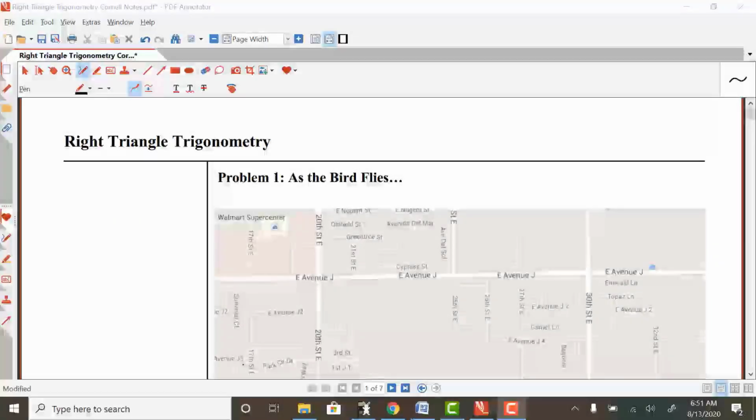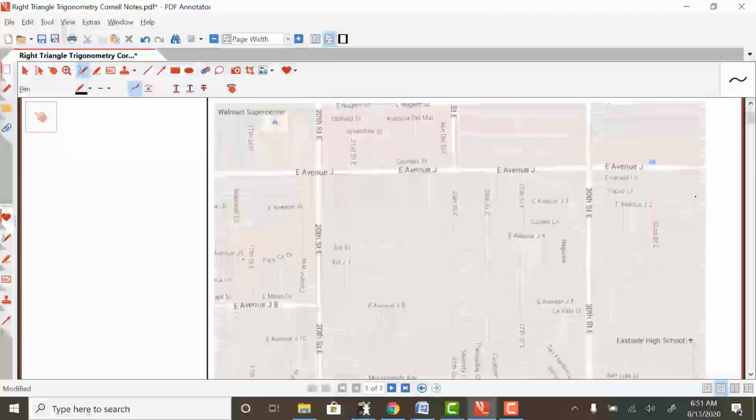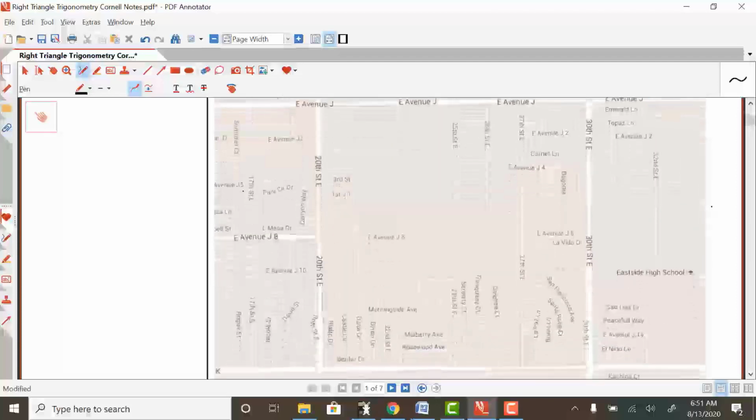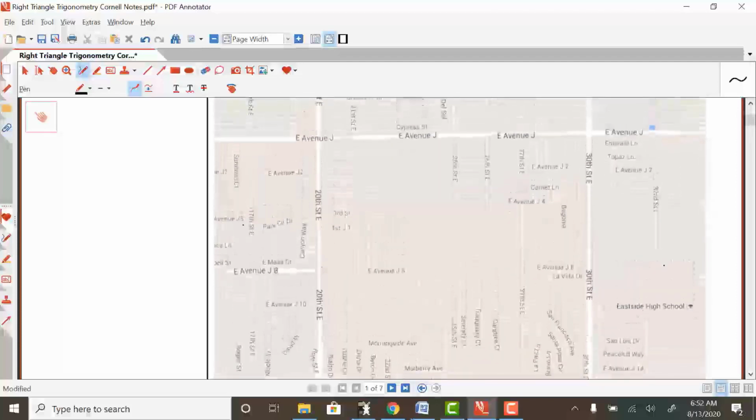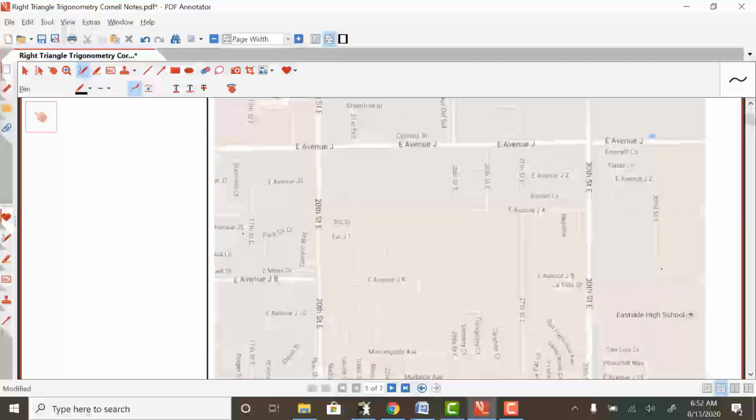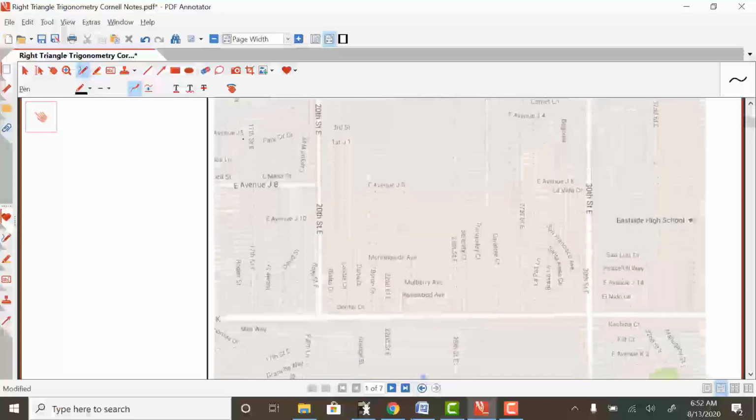Okay, folks. So we're going to go ahead and begin our discussion of trigonometry by defining the trigonometric functions as ratios. Remember, a ratio is a fraction. It's a comparison between two quantities. So let's begin with a map of the east side of town. Good times. And let's go ahead and study it a bit.